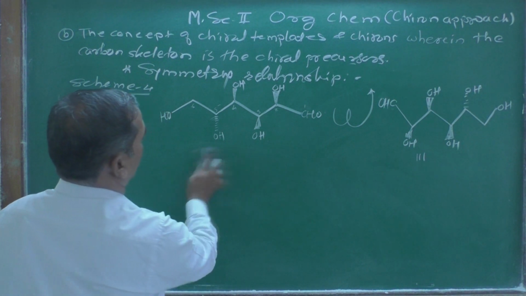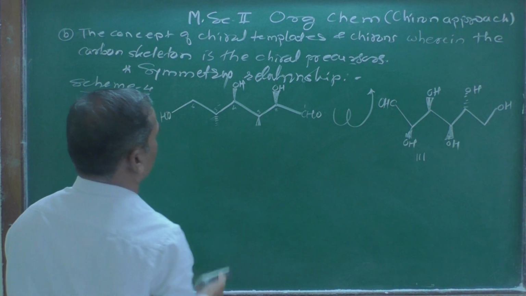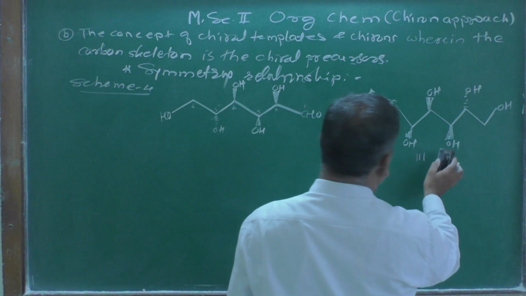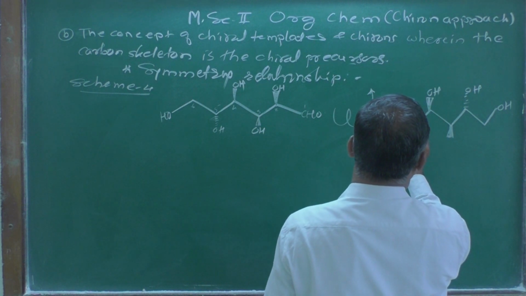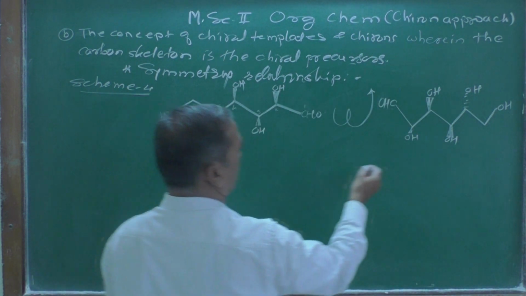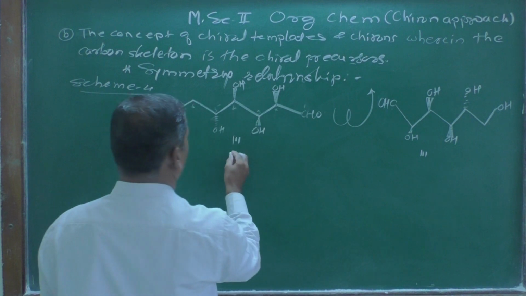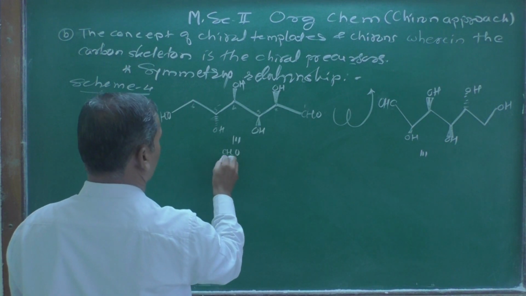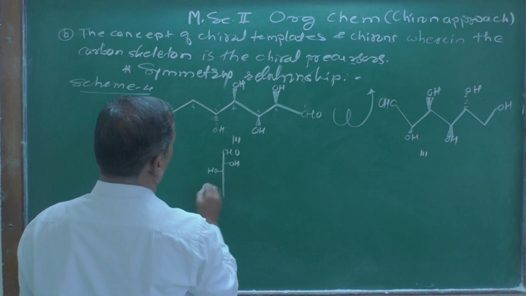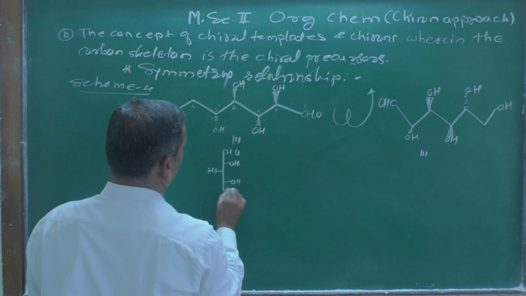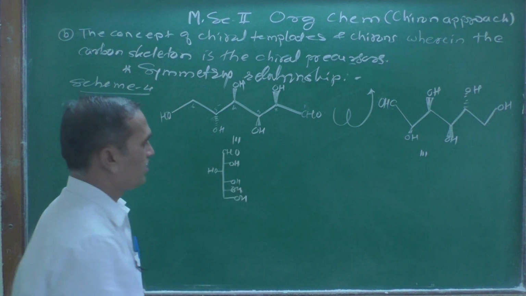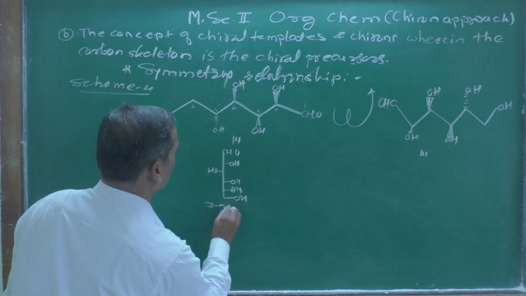Let us see. I can show this shorter here, OH, and here OH, so that we get enough space to represent this. These 3 lines indicate equivalent structures. Let us see here. CHO, then OH, HO, then OH, OH and OH. Polyhydroxyaldehyde.